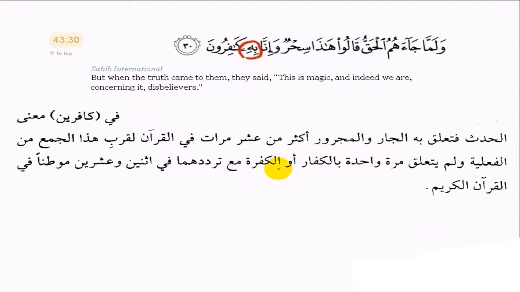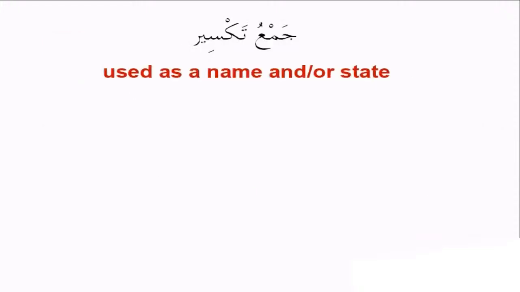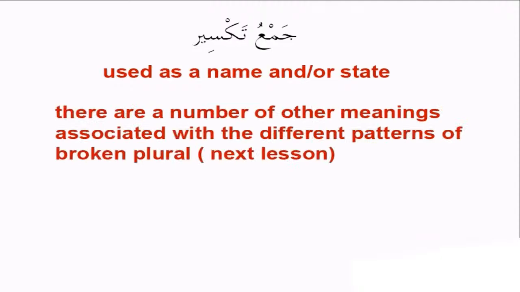However, قل يا أيها الكافرون لا أعبد ما تعبدون. Here it's talking about ibadah, something that you do. So the word kafirun was used. Now with the jamu taksir, it's used as a name and or a state. Now there are a number of other meanings associated with the different patterns of the broken plural. And this will be discussed in the next lesson, inshallah.